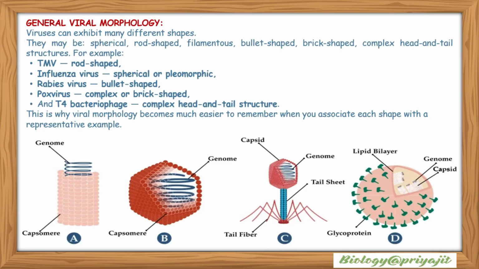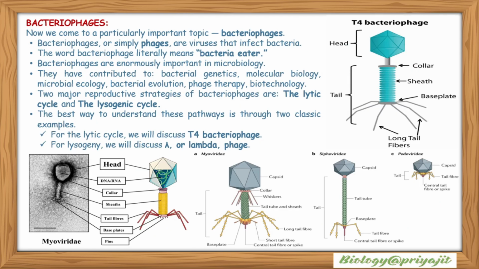General viral morphology. The virus may be spherical, rod-shaped, filamentous, bullet-shaped, brick-shaped, or have complex head and tail structures. TMV is rod-shaped, influenza virus is spherical or pleomorphic, rabies virus is bullet-shaped, pox virus is complex or brick-shaped, and T4 bacteriophage has a complex head and tail structure. This is why viral morphology becomes much easier to remember when you associate each shape with a representative example. These are the different types of viral morphology.